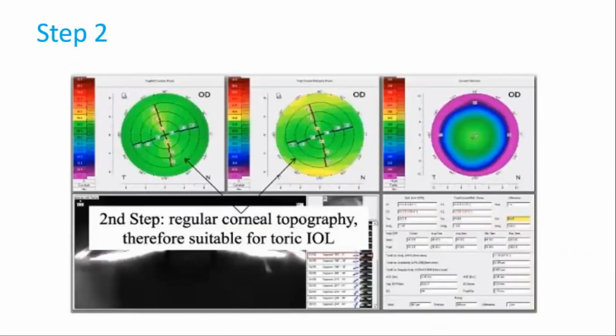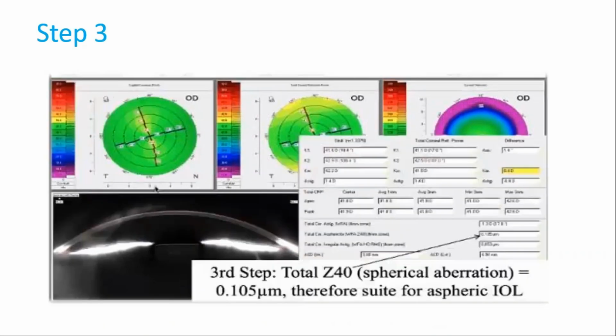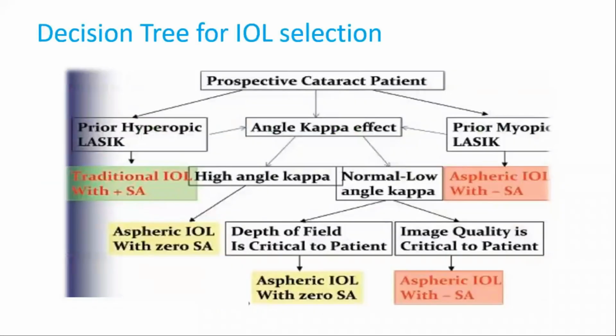And step two is to look at the corneal shape. If the corneal shape is regular, then it indicates that the patient is suitable for toric IOL implantation. And the third step is to look for spherical aberration, which we often miss in our day-to-day practice. If the value is more than 0.1, then as we can see, there is a decision tree to decide which IOL to be implanted to the patient.